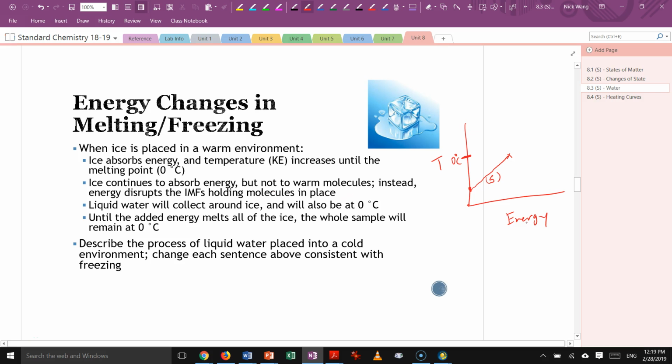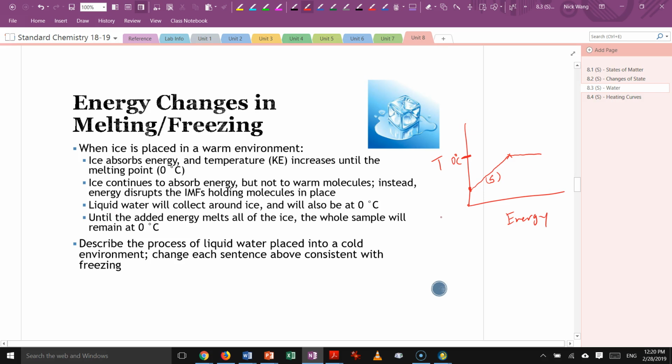So we're going to absorb some more energy. We're going to keep adding energy. So in fact, this sort of flattens out and plateaus. Instead, this energy that's being put in is now being used to disrupt the IMFs holding molecules in place. And so again, note that this right here, the temperature is staying constant. We're not making the particles really go any faster. We're really using this to disrupt those individual IMFs that are holding the solid together.